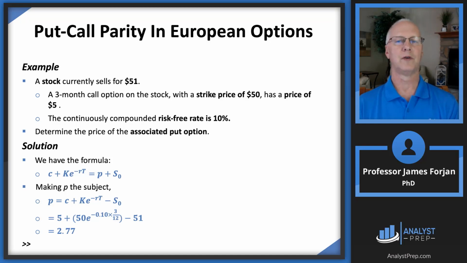Stock currently sells for 51, 3-month call option, price of 5, strike price of 50, risk-free rate is 10%. Determine the price of the associated put option. So remember, that term associated put option means that A, it's 3 months, and B, it has the same strike price of $50. So there's the formula, and we just rearranged the formula to solve for the put price, and we just do the inputs, and we get $2.77.